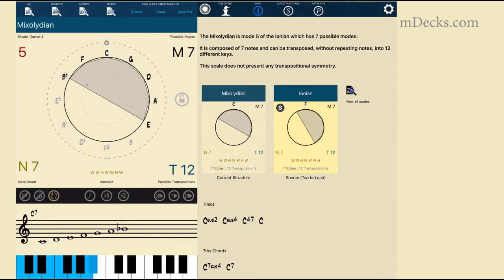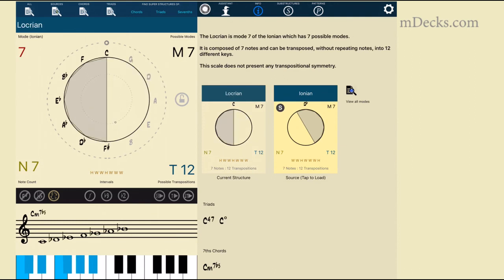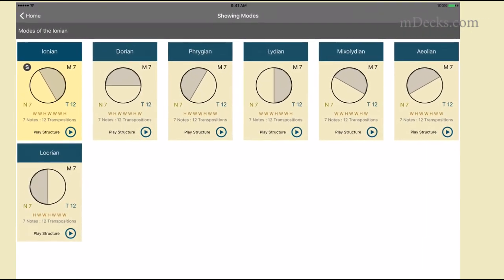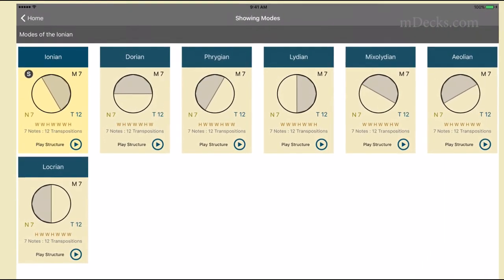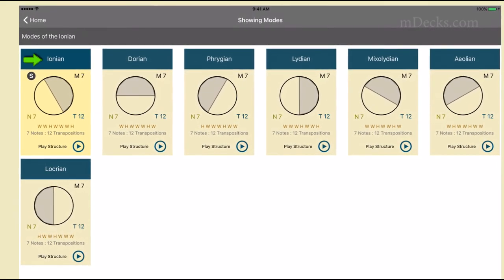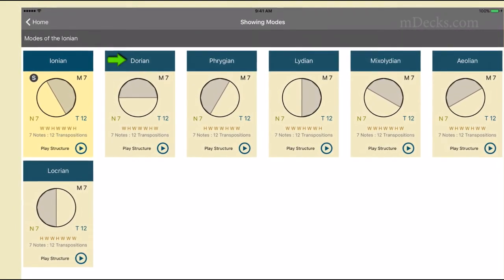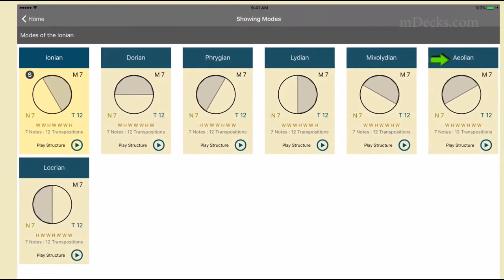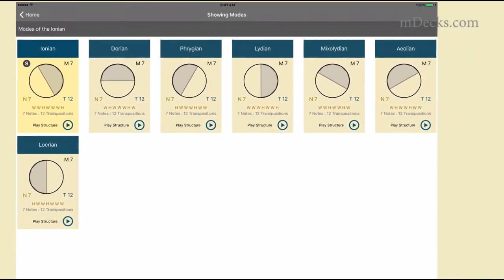You can see all the modes of the major scale using the C note as the first note. And we can also check the source Ionian scale for that mode. Here's C Locrian, which is the 7th mode of the D flat Ionian. Let's see all the modes at once. There they are. The 7 modes of the Ionian scale, sorted by mode number. Ionian, Dorian, Phrygian, Lydian, Mixolydian, Aeolian, and Locrian.